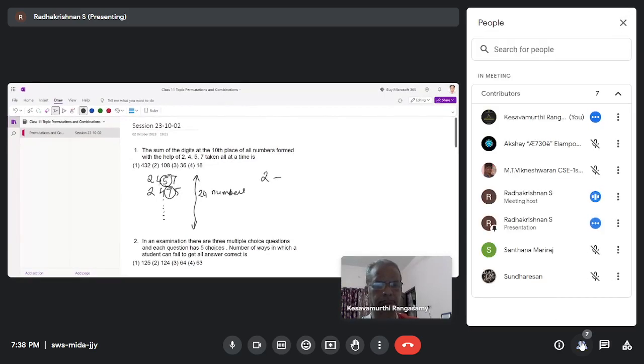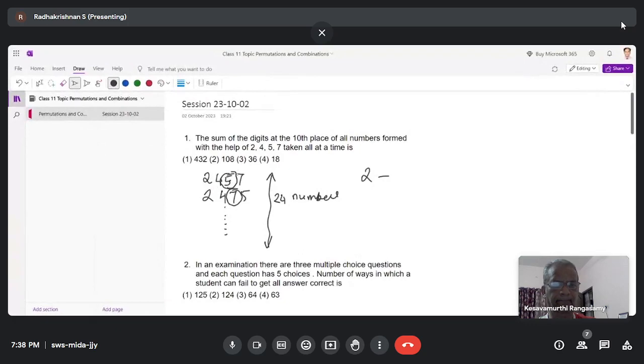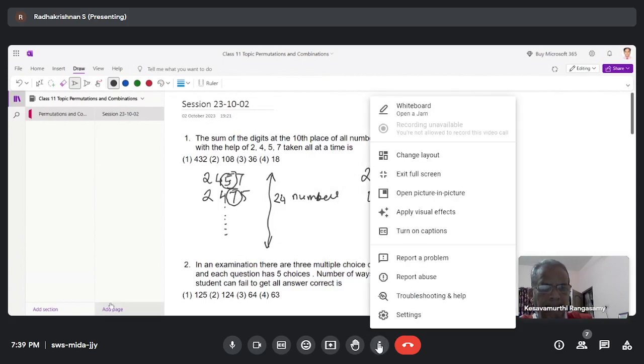So here, if we fix 2, the rest of the numbers can be reshuffled in 3 factorial ways. Similarly, in 6 numbers 2 will be in this position, in another 6 numbers 4 will be in this position, another 6 numbers will have 5 in the place, another 6 numbers will have 7.